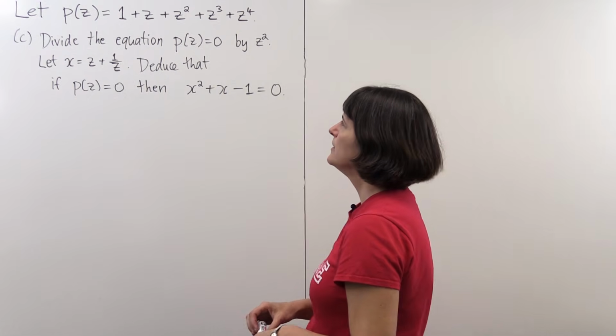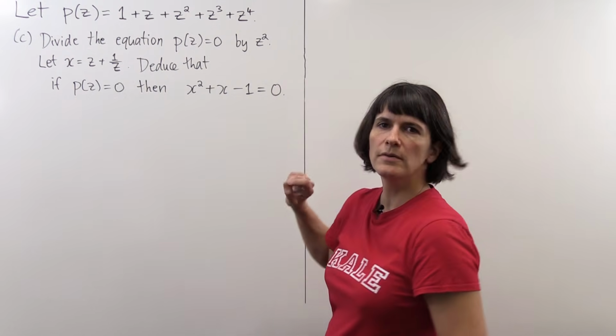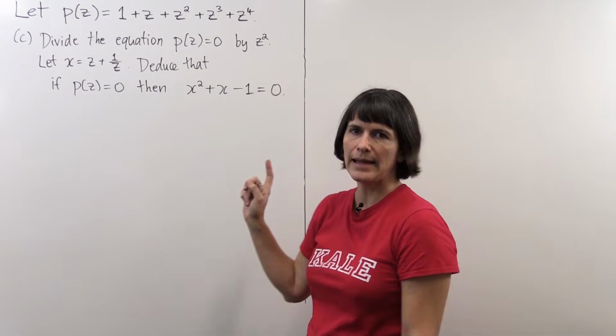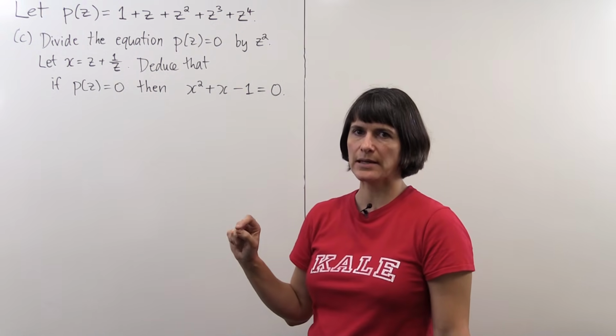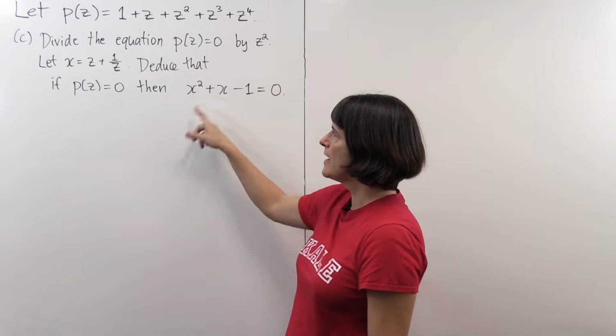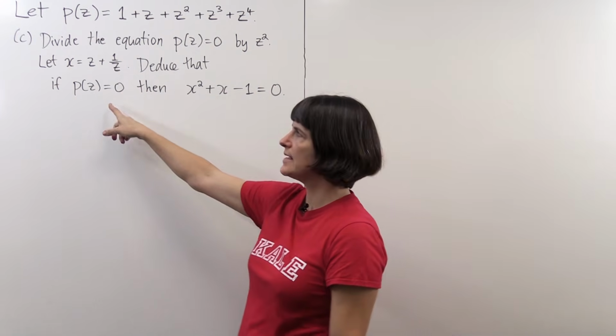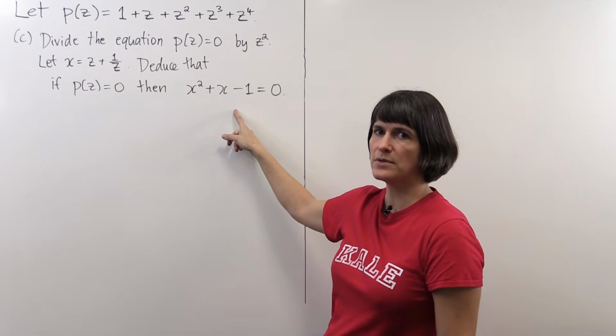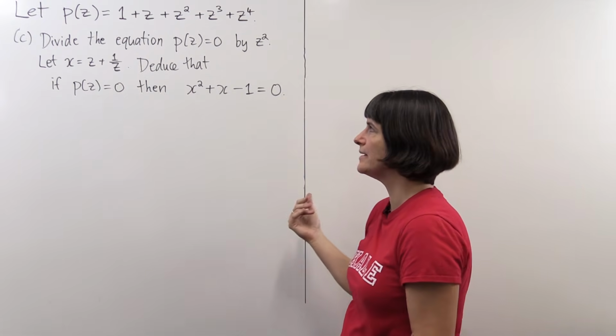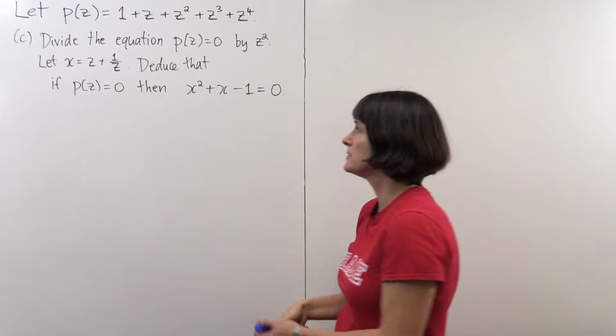Now in part C, we are going to do a really nice trick. First we divide p of z equals 0 by z squared and make a change of variables x equals z plus 1 on z. And we're being asked to deduce that for any z such that p of z equals 0, we also have x squared plus x minus 1 equals 0. And that's going to help us to solve part D. So let's just do what they suggest. Okay?